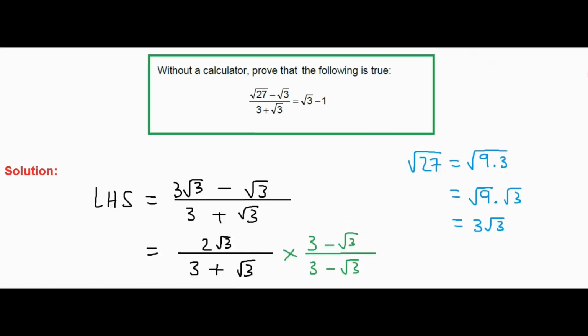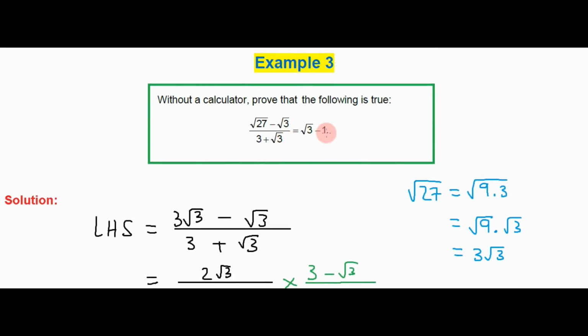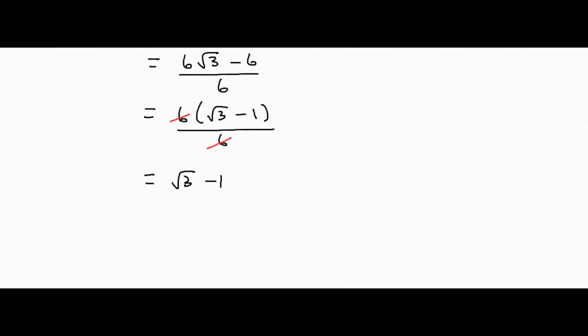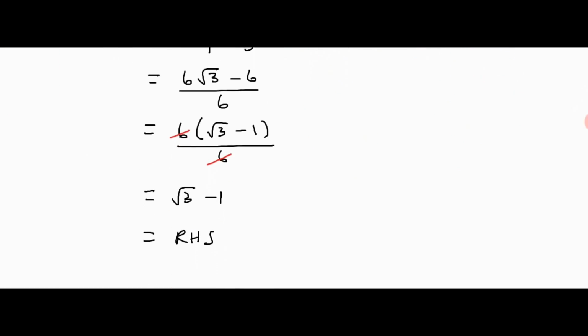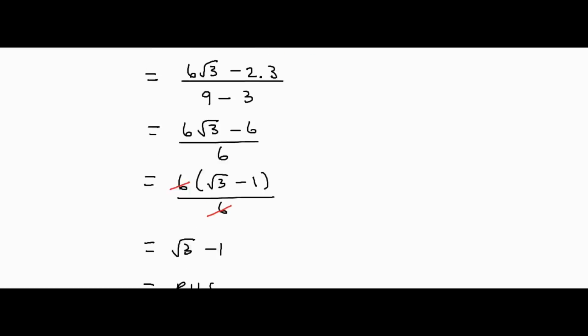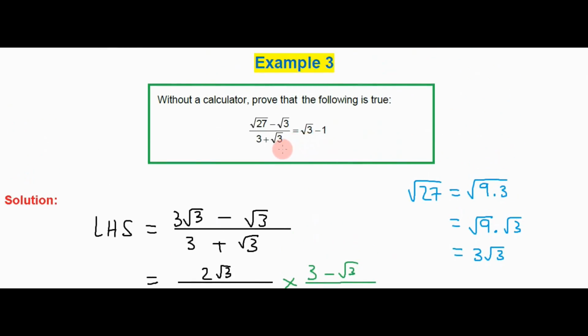Now, this is exactly the right-hand side in this equation. So we can say that it's equal to the right-hand side. So we have proved that the left-hand side equals the right-hand side. And hence, this equation or identity is true.